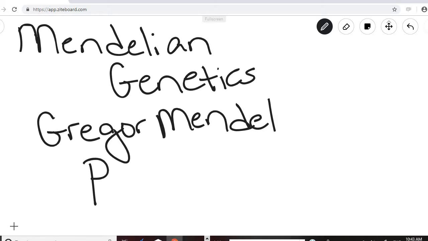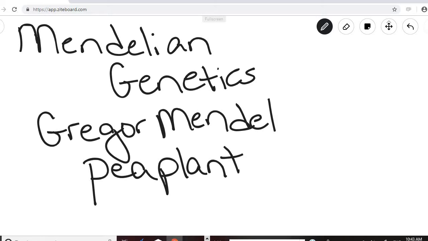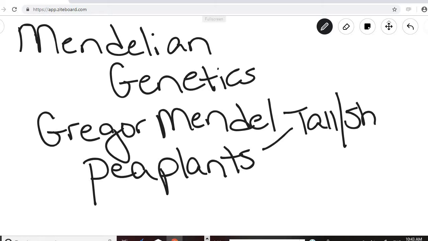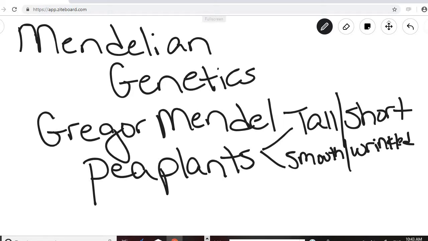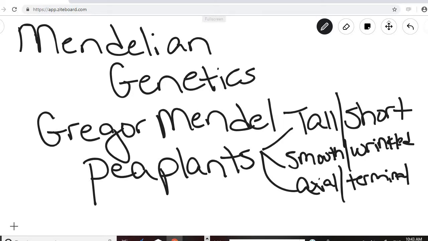Gregor Mendel studied pea plants, and he noticed that there are different characteristics of pea plants. Pea plants can be tall or short. They can have peas that are smooth or wrinkled. And he noticed that the flowers can also be different, and he referred to the flowers as either axial or terminal, depending on where they came off of the plant.